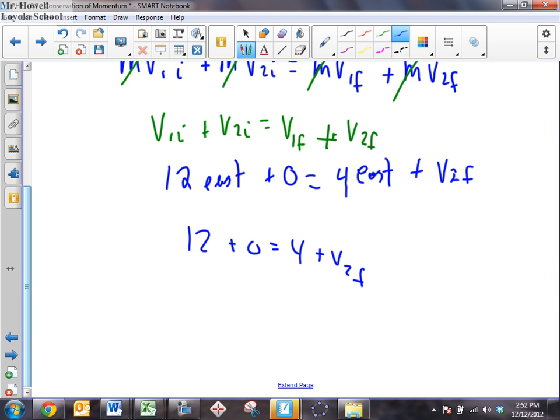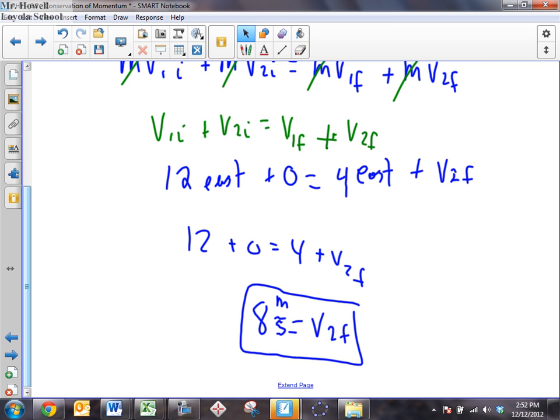Subtract the 4 from both sides. We're going to get the velocity of the second soccer ball is simply 8 meters per second. Okay? Now, notice here, the first object was the exact same size as the second object. How much velocity did the first object lose? How much did it lose from 12 to 4? 8. What did the second object gain? It's a perfect transfer in that sense, simply because they have the same mass.